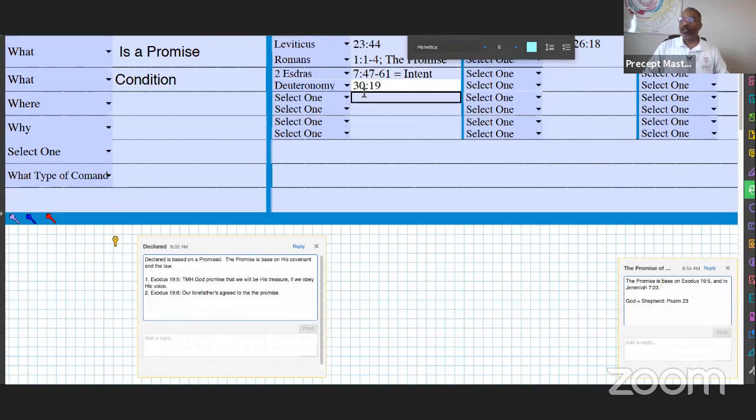So we're going to go to Deuteronomy. And this is going to drive me crazy, you guys. I got to figure out how to get rid of this thing, because this is actually going to drive me crazy. But Deuteronomy 30:19, we got to look at this. We got to look at this condition.